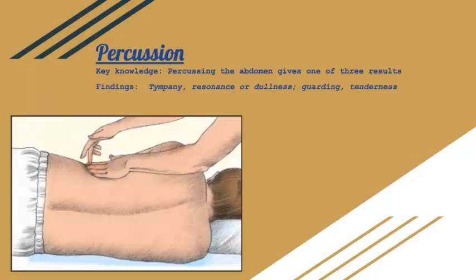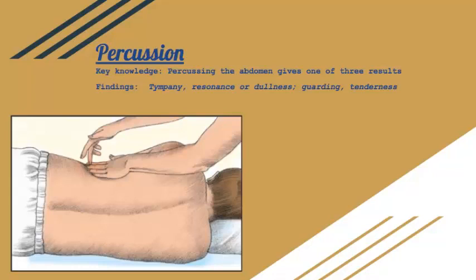Percussion. Percussion is used to assess the abdomen for presence of fluid or air, as well as identify the shape and position of certain organs like the liver and spleen. Percussion during an abdominal assessment will also alert the healthcare provider to any tenderness or guarding that is present, which would warrant further assessment and evaluation.